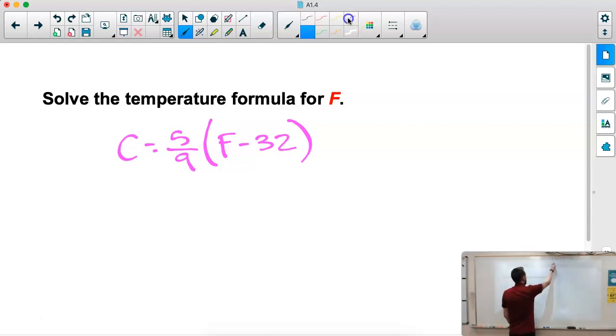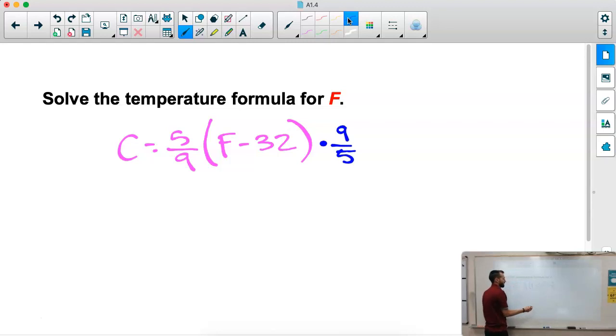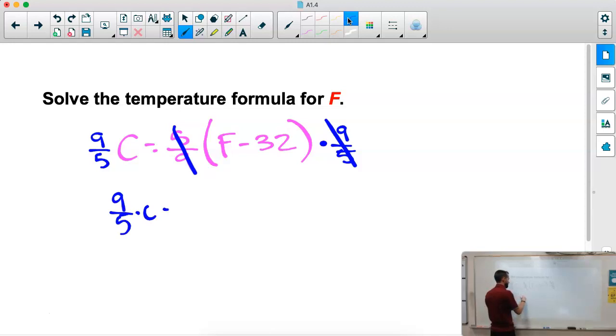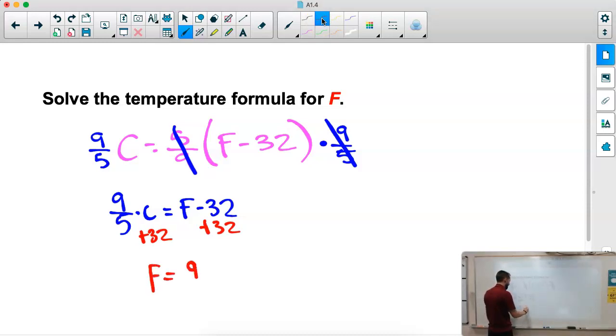All right? So if I want to solve this formula for F, I'm going to start by multiplying by 9 over 5. If I do it to one side, I have to do it to the other. So now I have 9 over 5 times C equals F minus 32. And then I'm going to add 32 to both sides. So we have F equals 9 over 5 C plus 32.